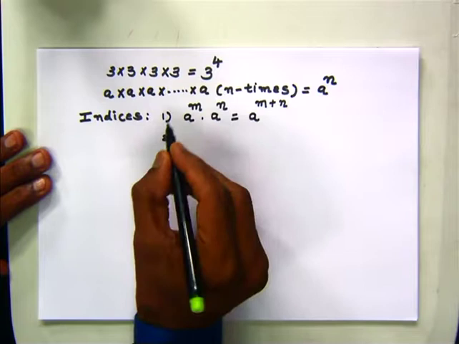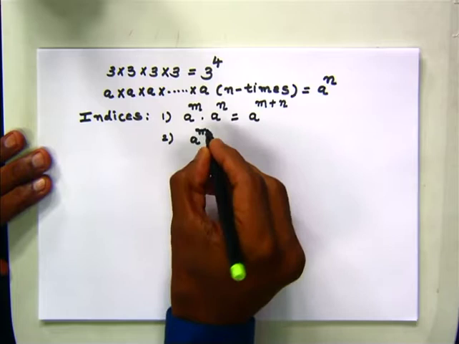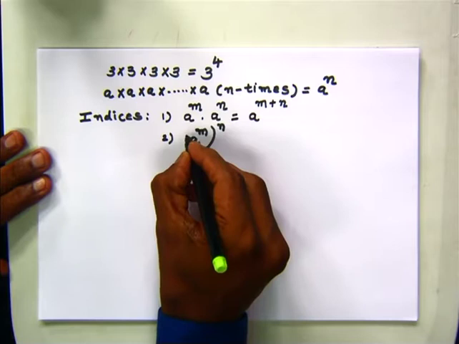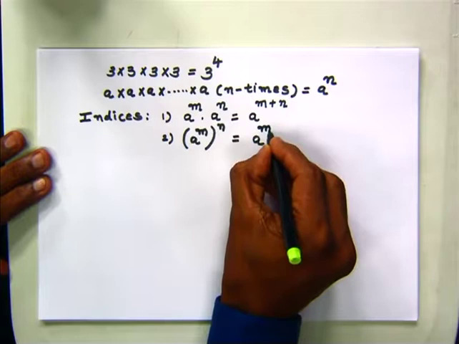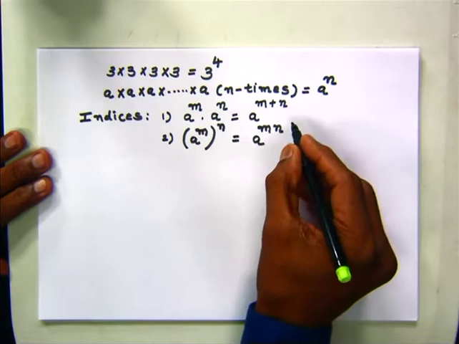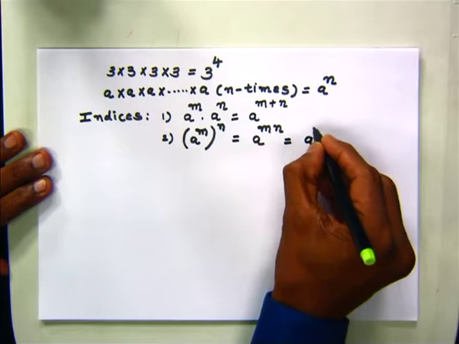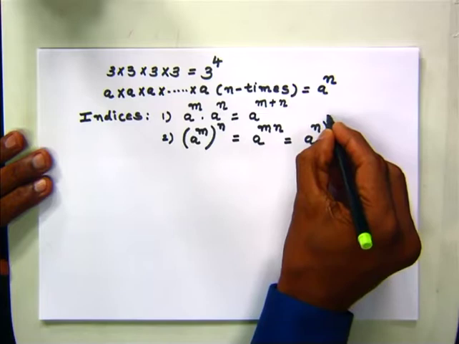Next, let us say a to the power m to the power n. As we know, this will be a to the power mn. If you change the roles of n and m, the result remains the same. Like this.